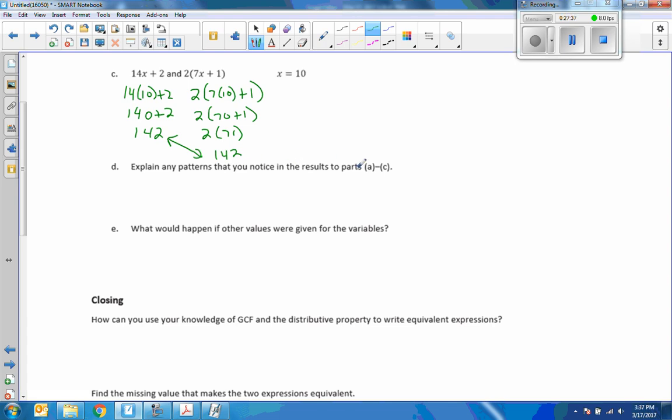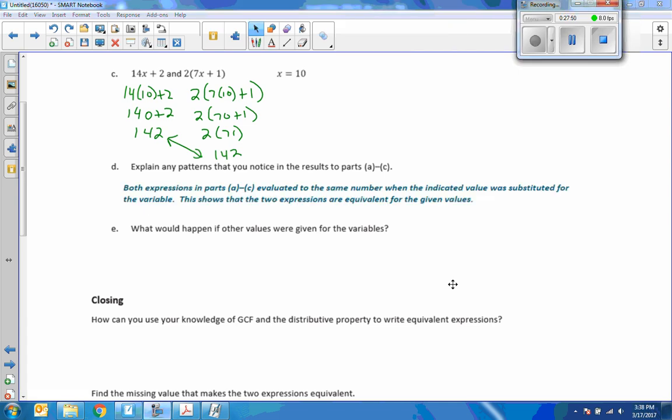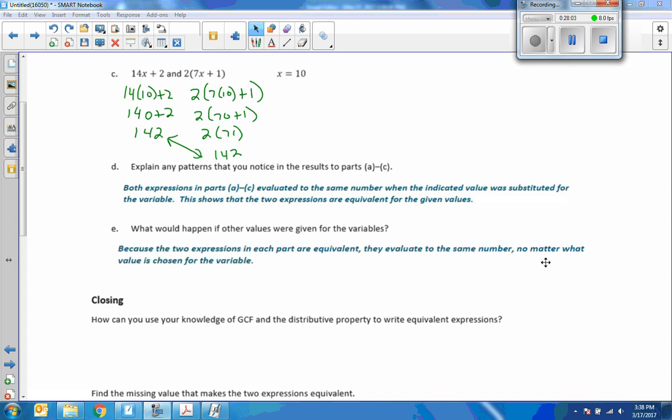Explain any patterns that you notice in the results from part A through part C. What patterns will we explain or discuss here? Okay, so both expressions in parts A through C evaluated to the same number when the indicated value was substituted for the variable. This shows that the two expressions are equivalent for the given values. What would happen if other values were given for the variables? Because the two expressions in each part are equivalent, they evaluate to the same number no matter what value is chosen for the variable.